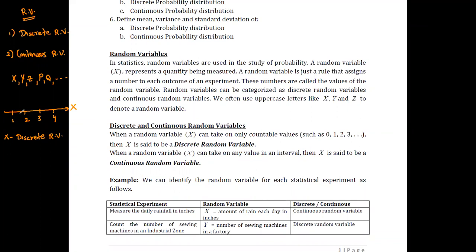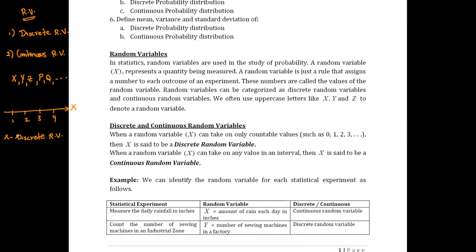In the other way around, if you do not have any value in between 1 and 2, or 2 and 3, or 3 and 4, then we can say x is a discrete random variable. It is because if you are considering any two consecutive values, there is a clear cutoff. 1 is just for 1 and 2 is exactly 2. There is no 1.5, nothing like that.